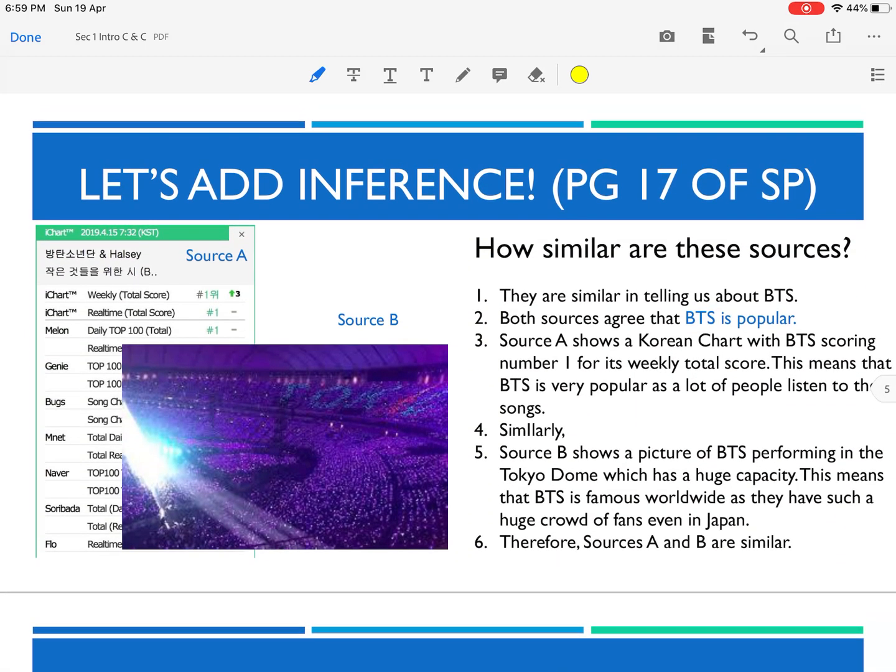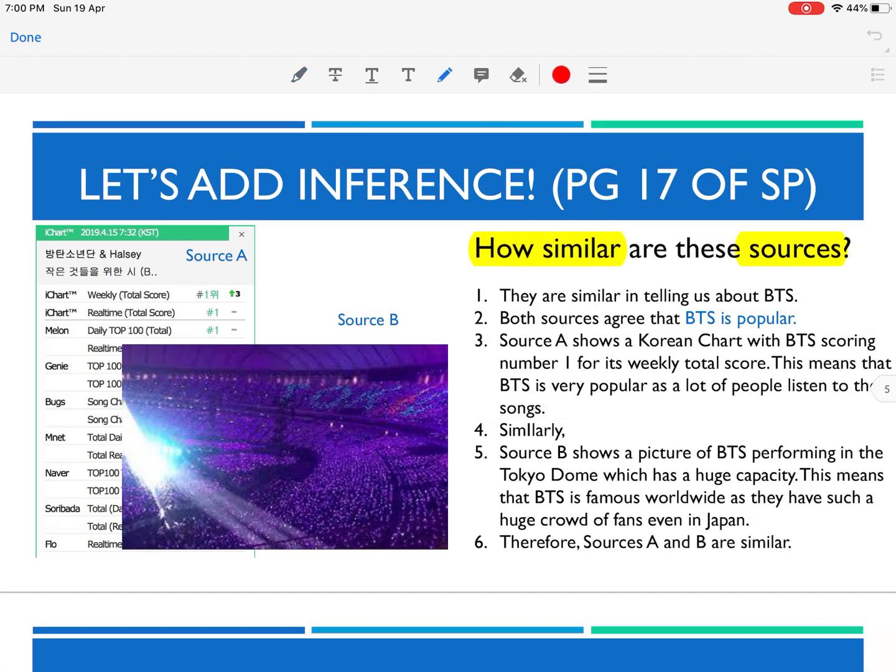Now, again, we go a level higher. If I were to show you source A and source B, in this case, and I ask you the question, how similar are these sources? Okay, refer to page 17 of your skills package because it shows you the steps in answering a compare and contrast question. And we are going to use these 6 steps in these two sources. So source A shows a chart, okay, and who is the top of the charts in the music that is being produced. And source B shows a picture of a filled stadium.